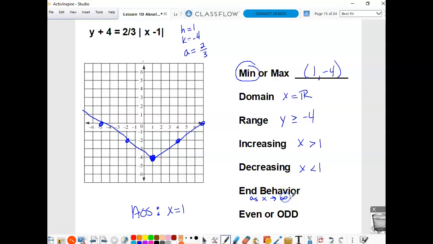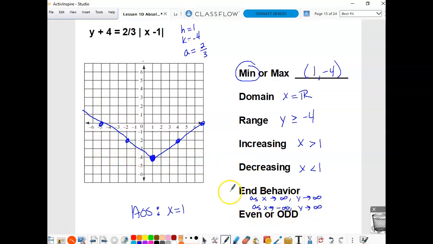The end behavior, so it all fits: as x approaches infinity, y approaches, as we're going this way, y is increasing, so infinity. As x approaches negative infinity, y approaches... so as we go this way, y is getting larger, so we have infinity.